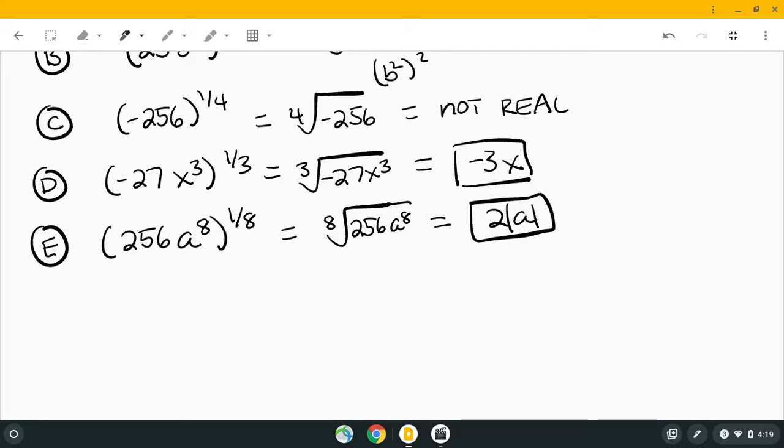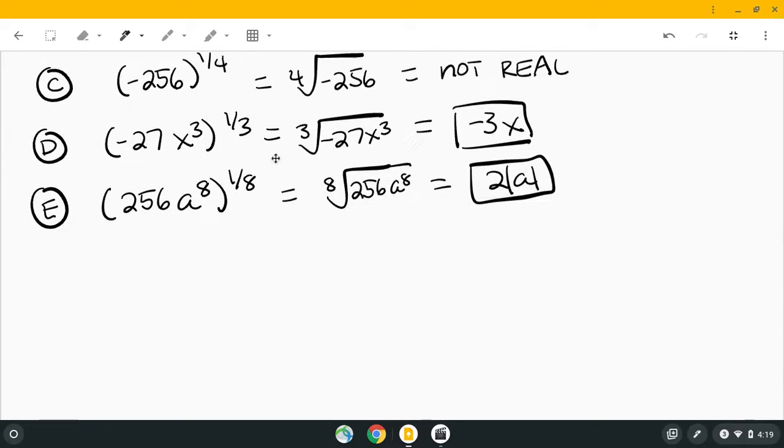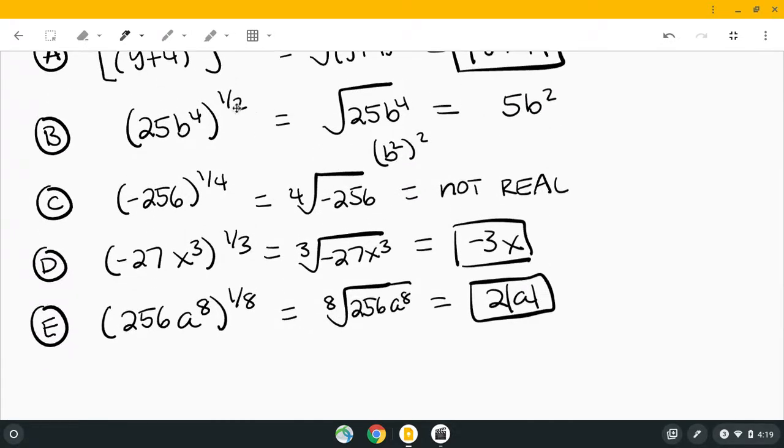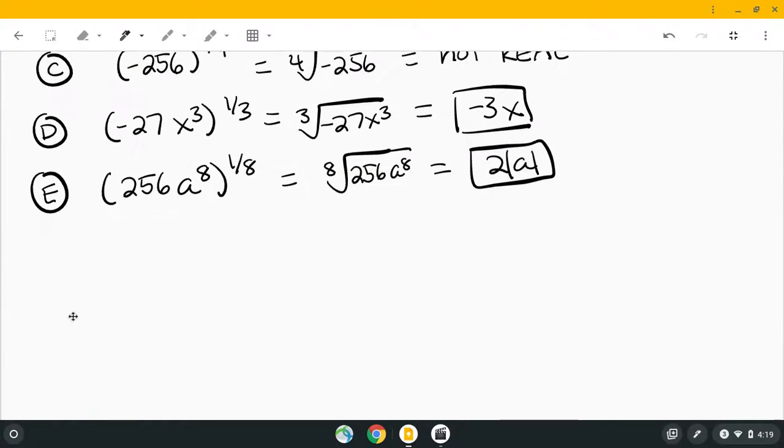All right, excellent. So that's how you evaluate them. Now let's take a look at what happens if we don't have a 1 here, like say we have 2/3. We know right now that these all mean square root, 4th root, cube root, 8th root. So let's take a look at simplifying.